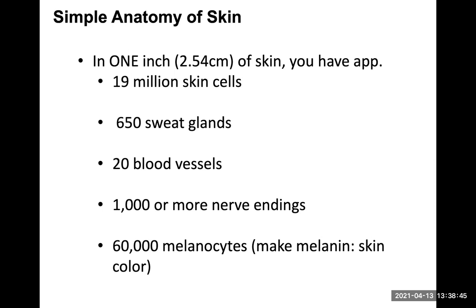So in just 1 inch of skin, and as scientists, we really shouldn't be using inches. We should be thinking in terms of the metric system. So 2.54 centimeters of skin, you have about 19 million skin cells, 650 sweat glands, 20 blood vessels, 1,000 or more nerve endings, and 60,000 or more specialized cells that make your skin color. And so this is amazing, right? Just in such a small space, you can have so much happening.